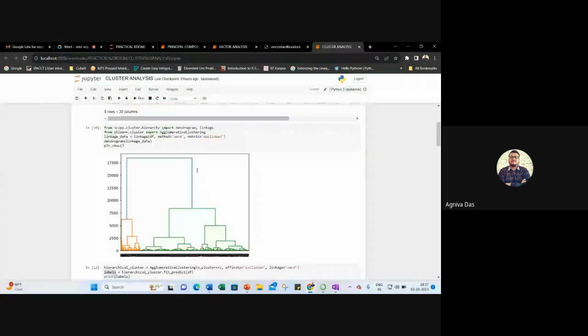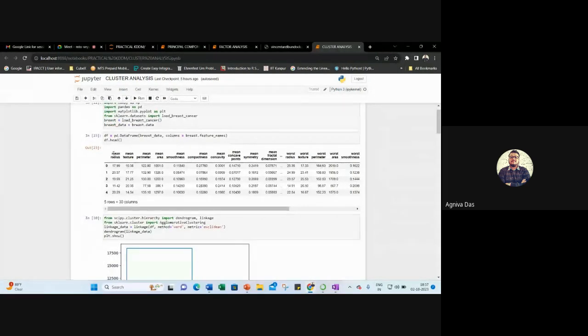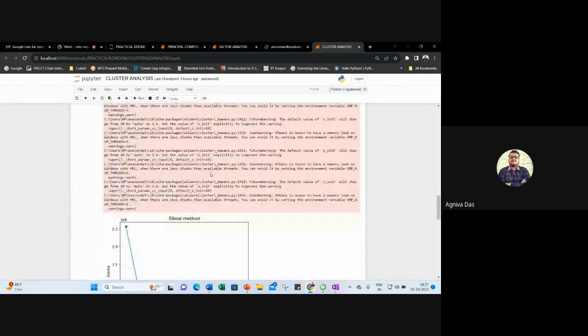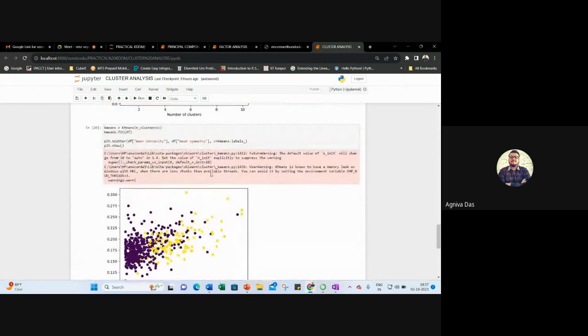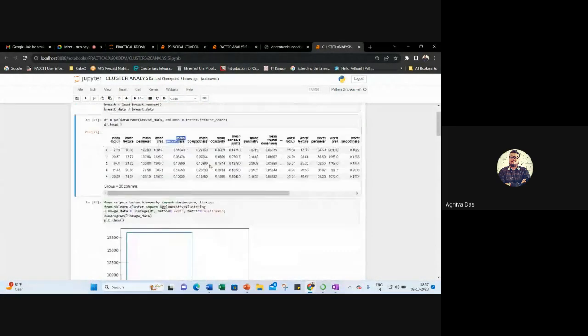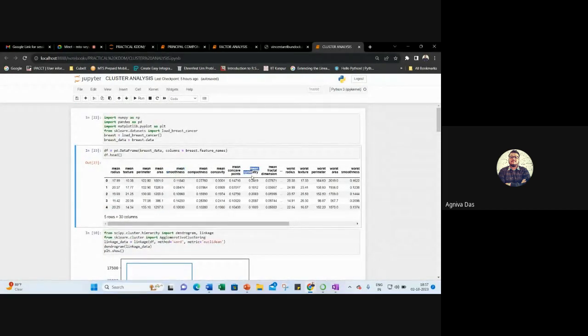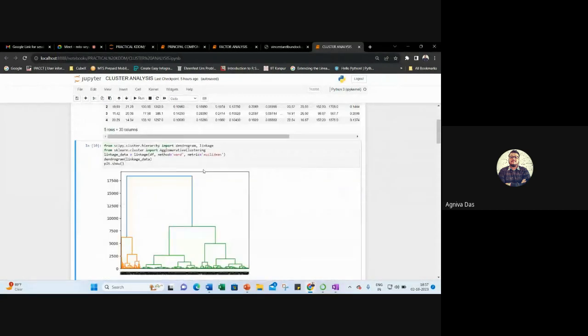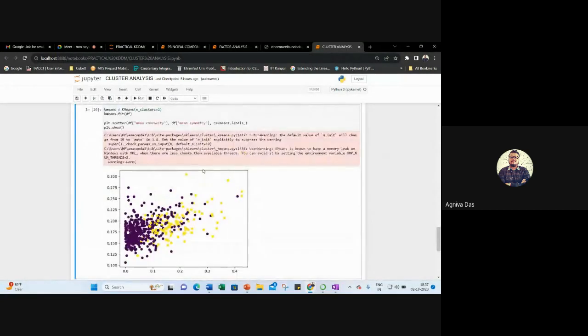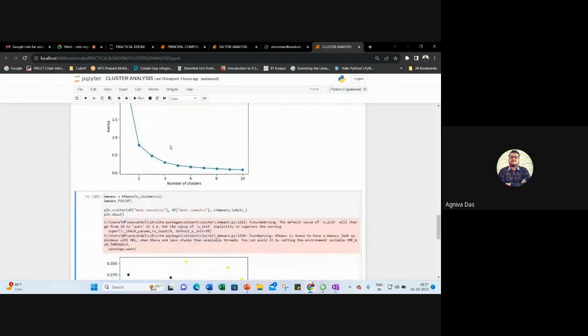If you can see from the earlier slide, I have taken this mean concavity and mean symmetry, I think. Mean symmetry. Right. These two variables only I have taken. I have not taken the other variables just because I wanted to show you how it is done.